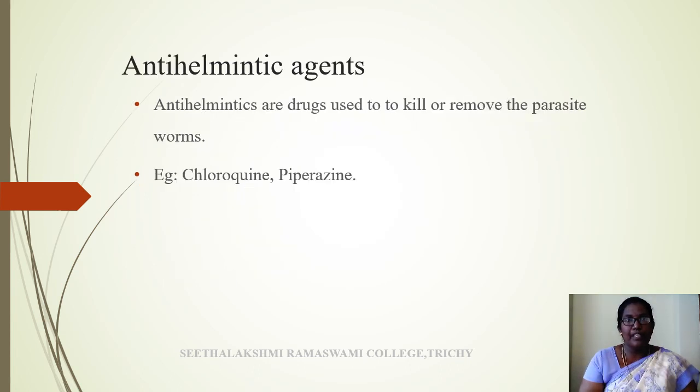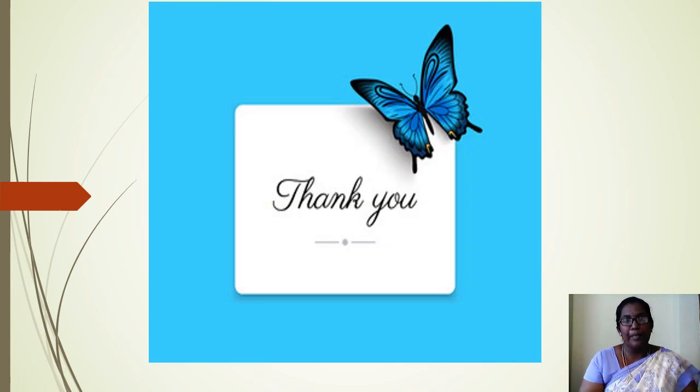And the last one is the antihelminthic agents. Antihelminthics are the drugs used to kill or remove parasitic worms. Examples of these types of drugs are chloroquine and piperazine. So finally, in this video, we have watched all the classifications of drugs based on their biological activity. Thank you for your patience in listening.